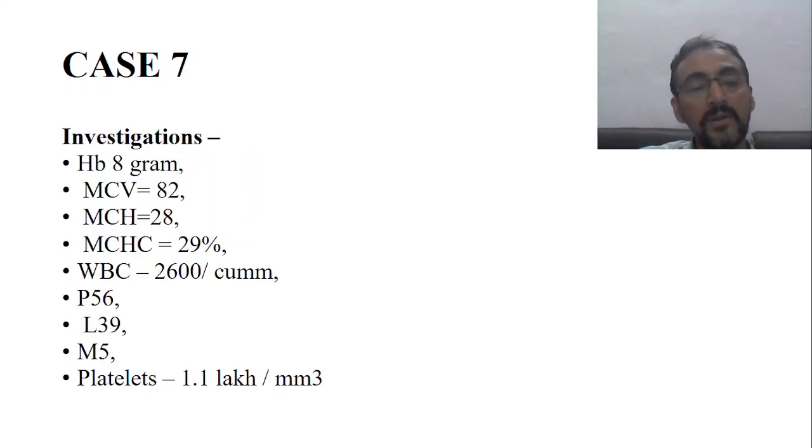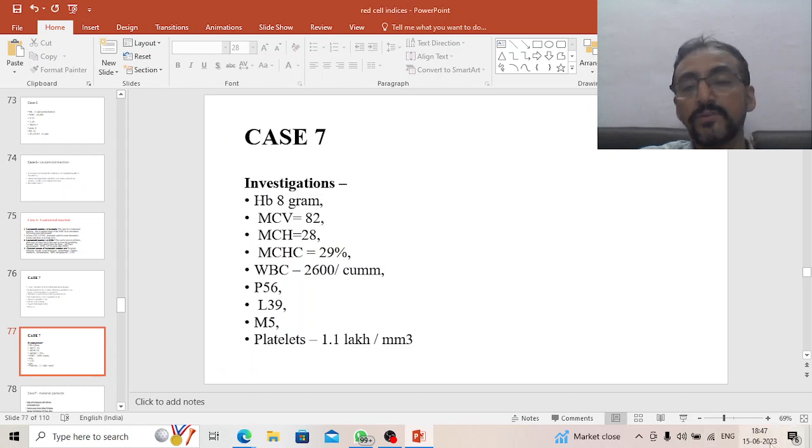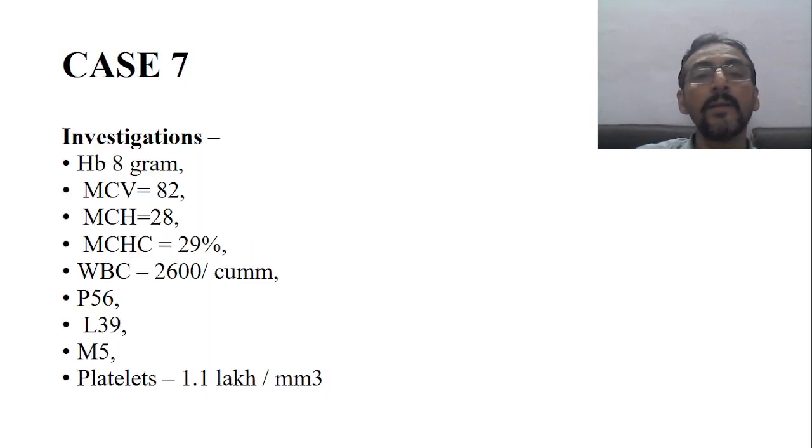Okay. Looking into the CBC reports. HB is 8 gram. MCV is 82, MCH is 28, MCHC is 29. MCH 28 borderline, MCHC 29 borderline, MCV 82, it should be 90, so this is also slightly borderline.